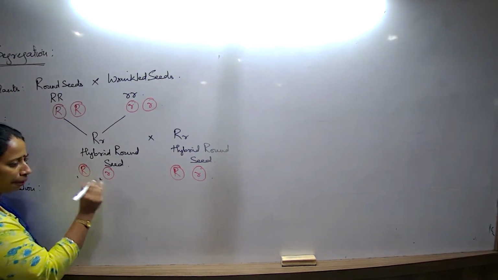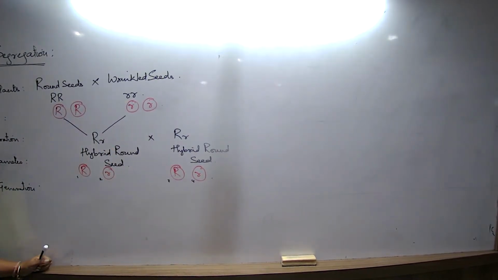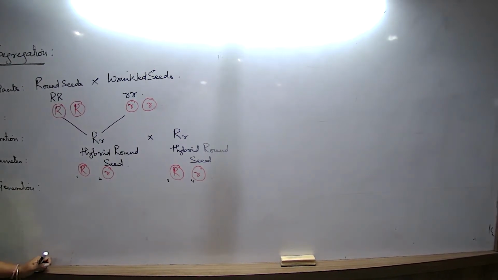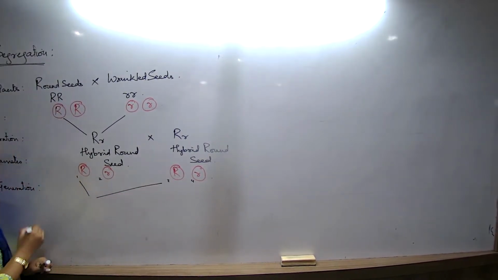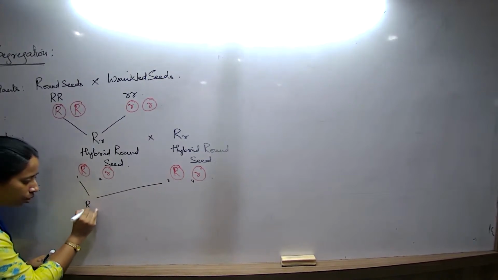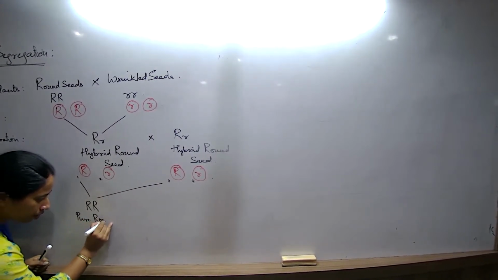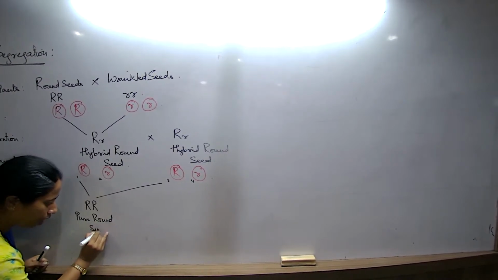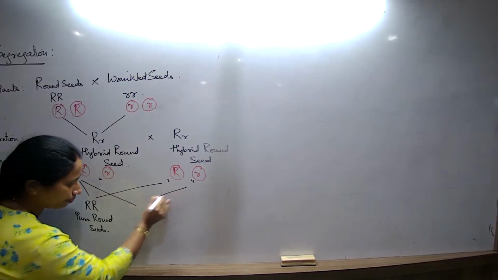I will just number them. And then I go for the process of fertilization between 1 and 2, 1 and 3, and 1 and 4. So, fertilization between these two gametes will give us what? A pair of chromosomes like this. What do I write? Pure round. Now, this is pure round seeds. I take 1 and 4 now.